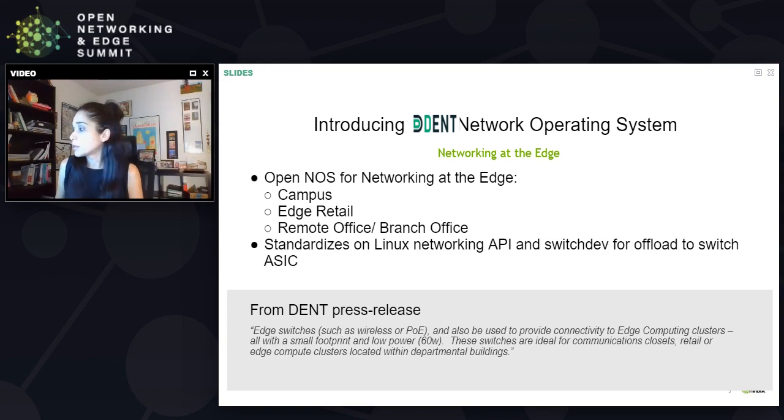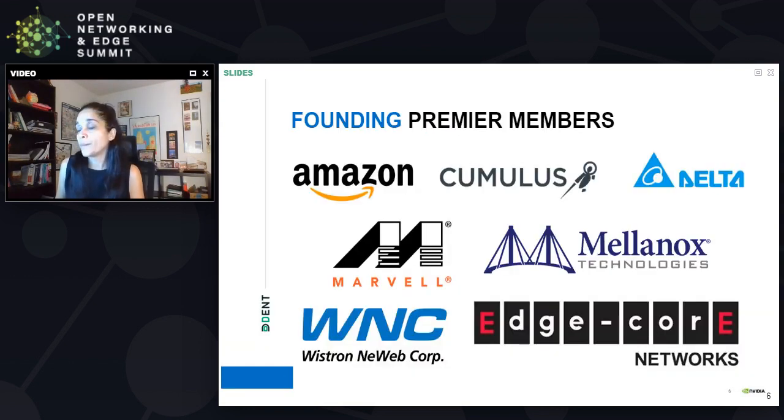The founding members of DENT, the premier members, are these: Amazon, Cumulus, Delta, Marvell, Mellanox, Wistron, EdgeCore. And Amazon was the leader in starting the project, and it brought along the community and Linux Foundation together.